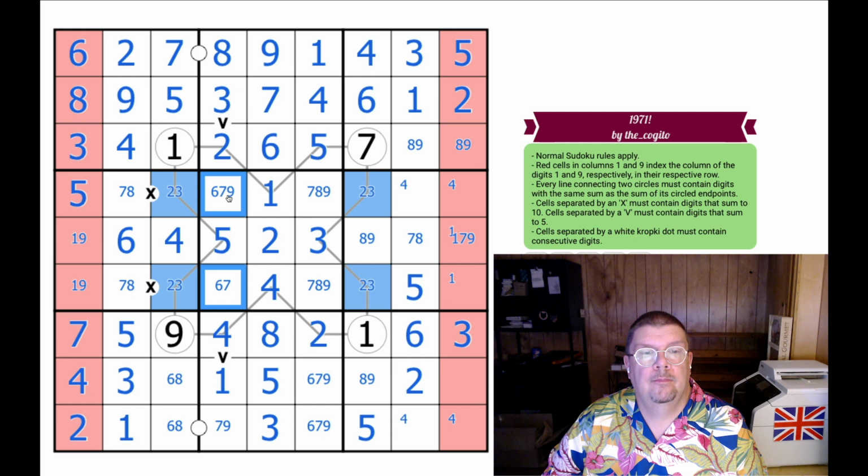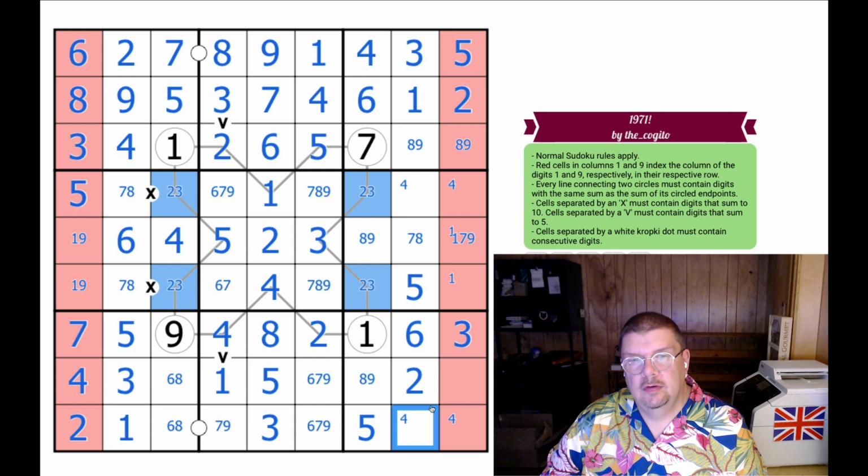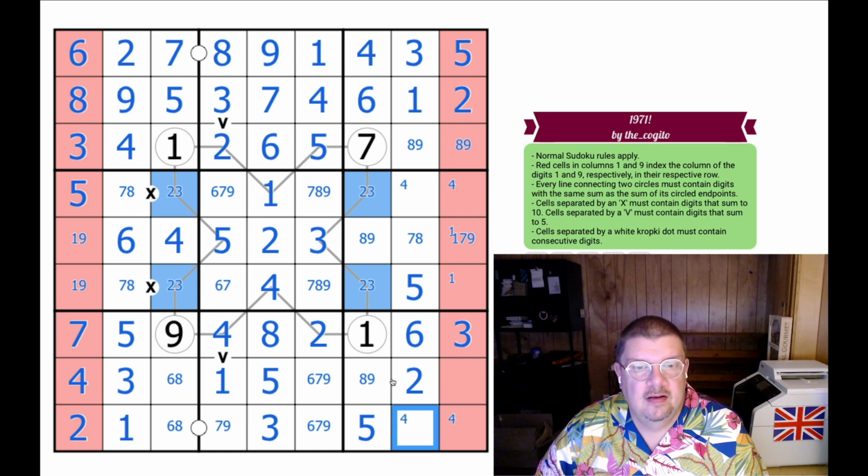Where to look next? Almost done. I'm sure of it. And just spot the next thing to spot.